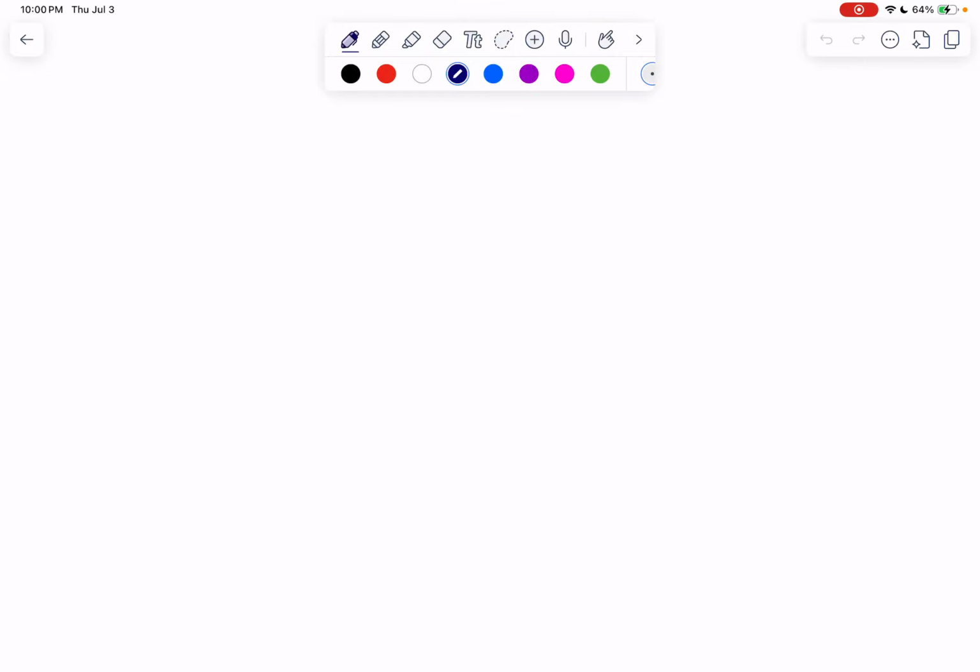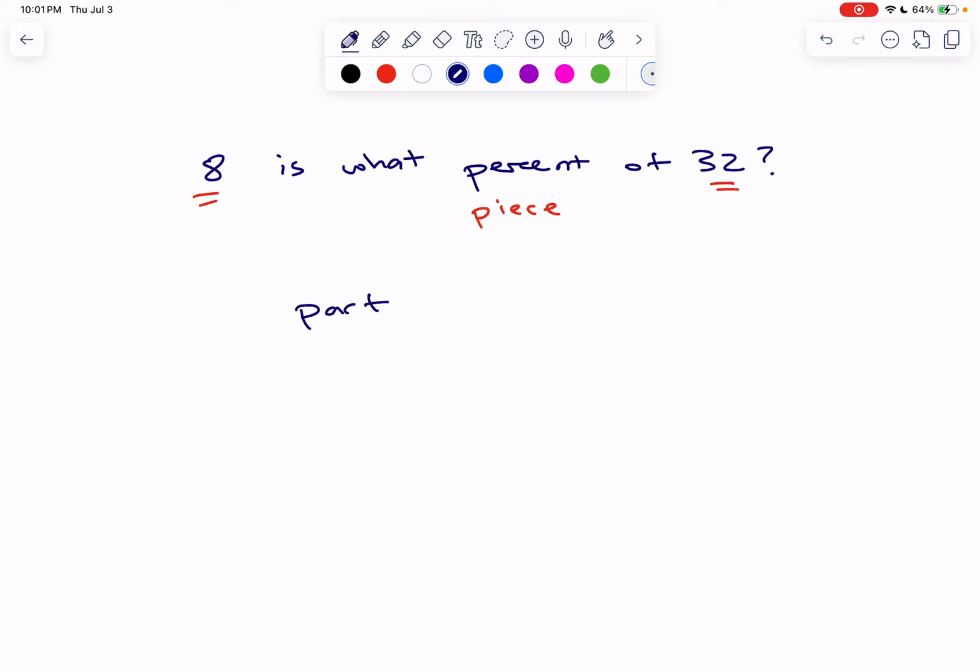If I say 8 is what percent of 32, what am I really saying? I'm saying 8 is what piece of 32. How do they relate together? 8 is what chunk of it. So what really is a percent? A percent is a relationship between part and total when the total is out of 100. We say, what would the part be if the total was 100?